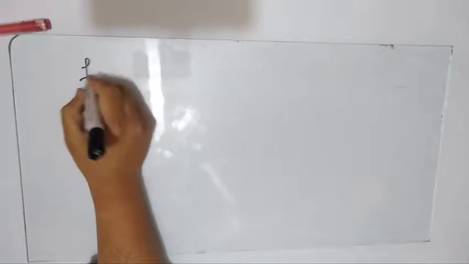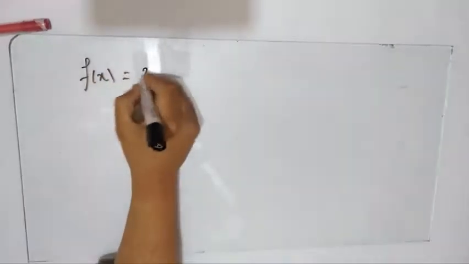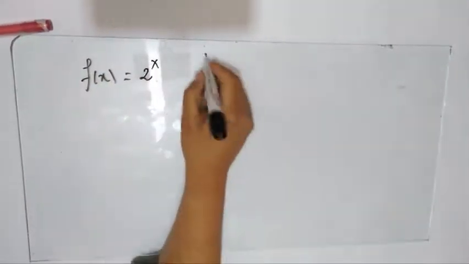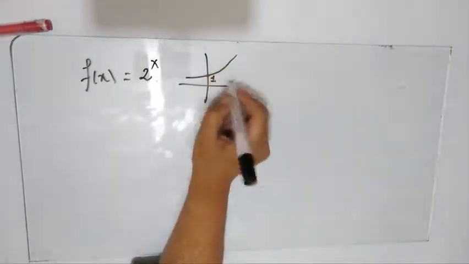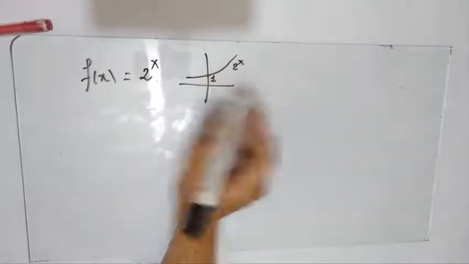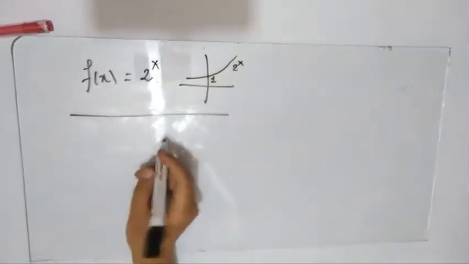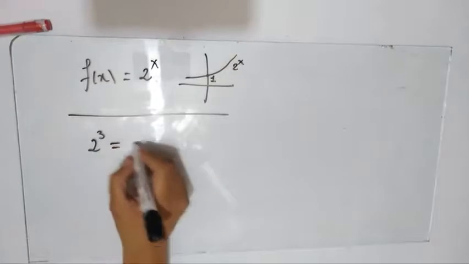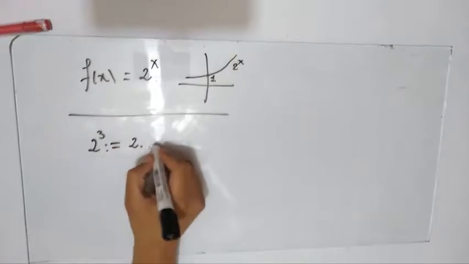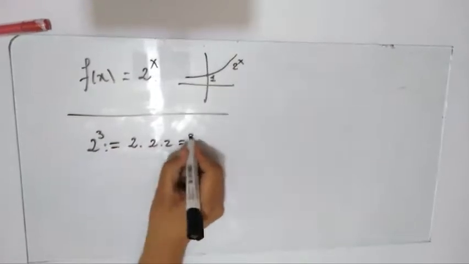I'm recording this video just to explain why the exponential function 2 to the power x has this graph. So let's think about exponentiation in general. What do we mean by 2 to the power 3? We define it to be 2 times 2 times 2, which is 8.